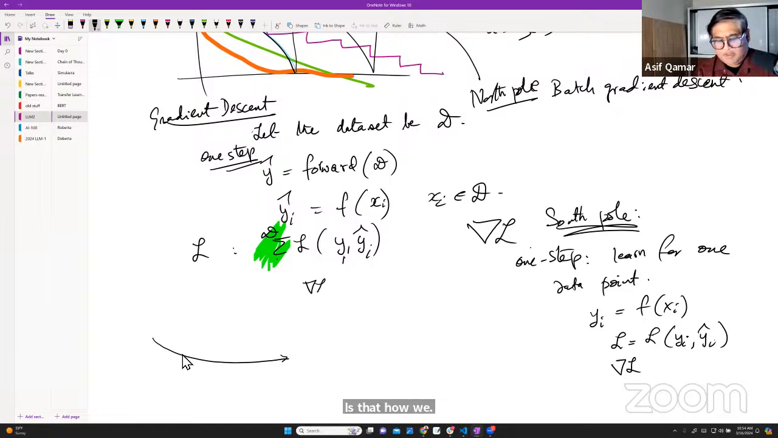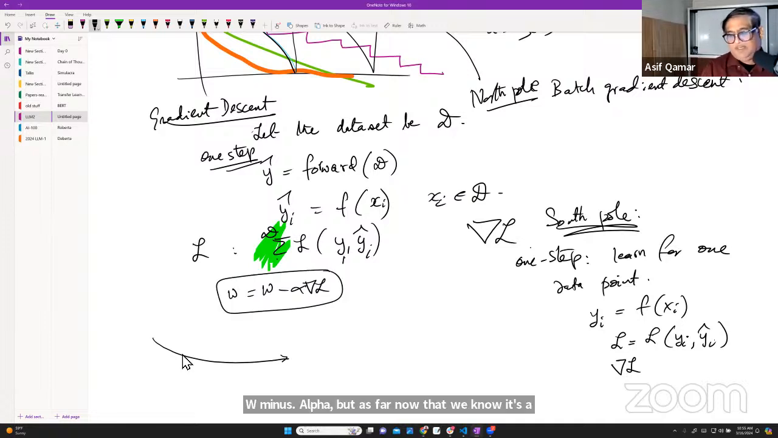The moment you compute the loss, you do W minus alpha, but alpha, now that we know, is a learning rate scheduler controlled object. But you do one step of learning. So are you learning from every data point individually, or are you learning from the entire data set in one go, one step? Is your one step through the whole data? It is batch gradient descent.